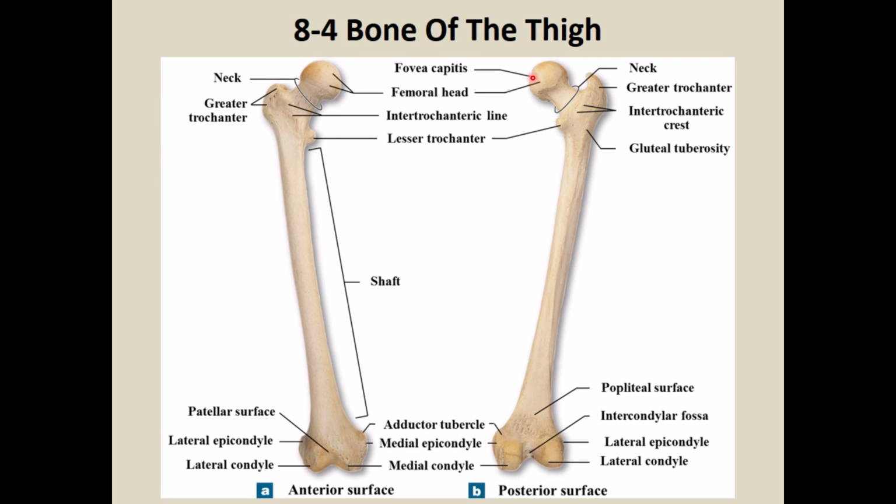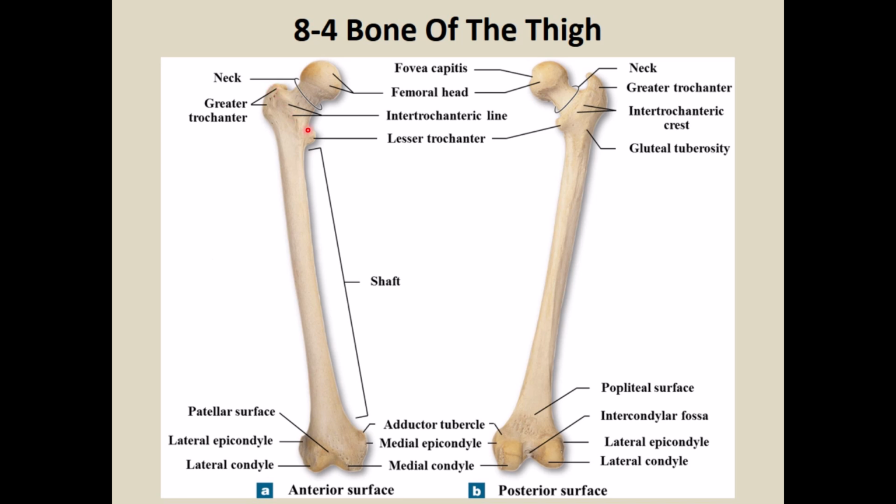And also you can see the fovea capitis. This is where a ligament attaches, and also blood vessels go and supply the head of the femur. And then you have the neck, and the neck area is important clinically because this is the most common area to break in osteoporosis.